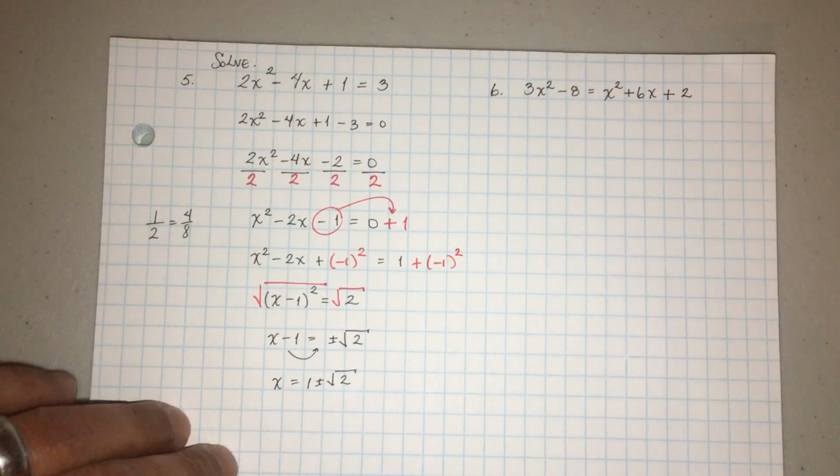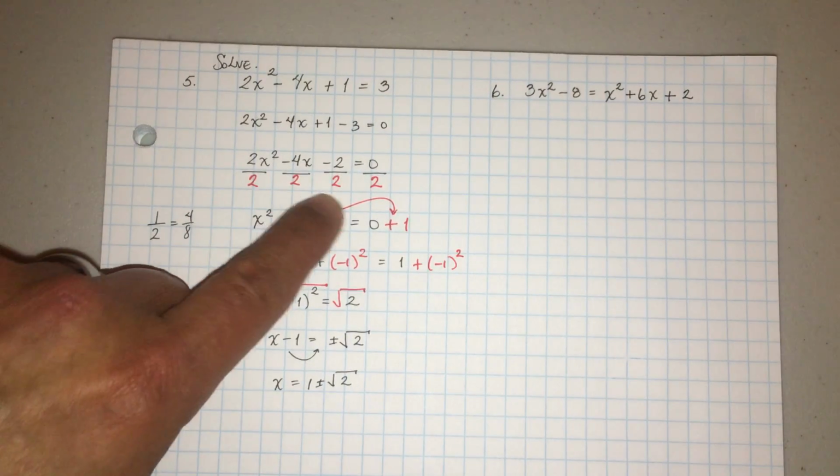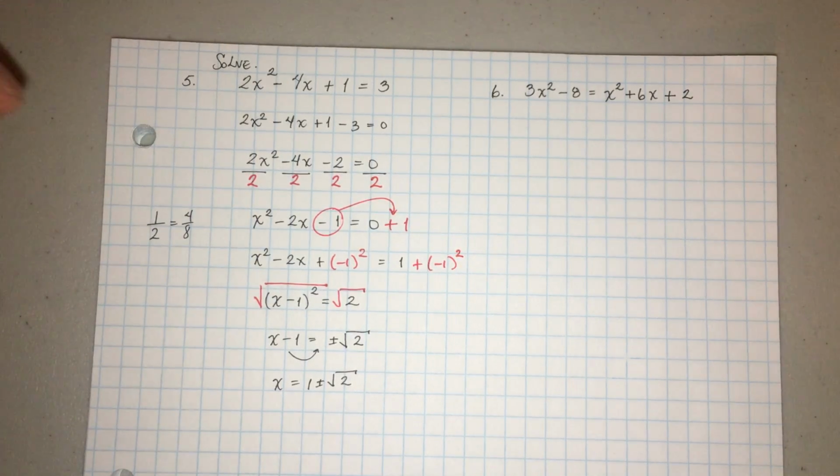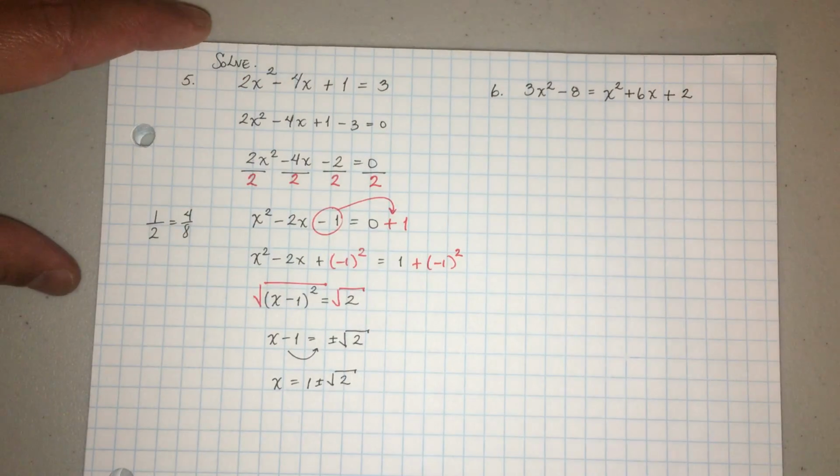All right, and that's it. So you can see that dividing it by 2, I wasn't able to factor, but now I'm just dealing with smaller numbers, which are easier to work with. Now let's go ahead and do number 6.